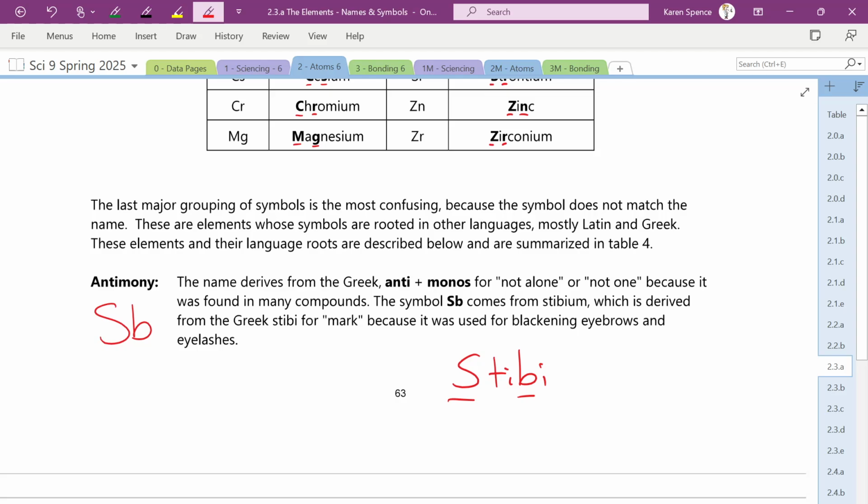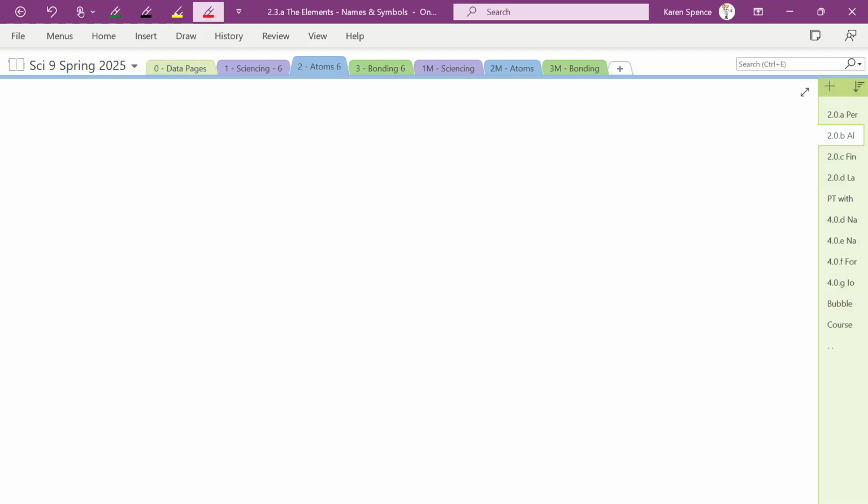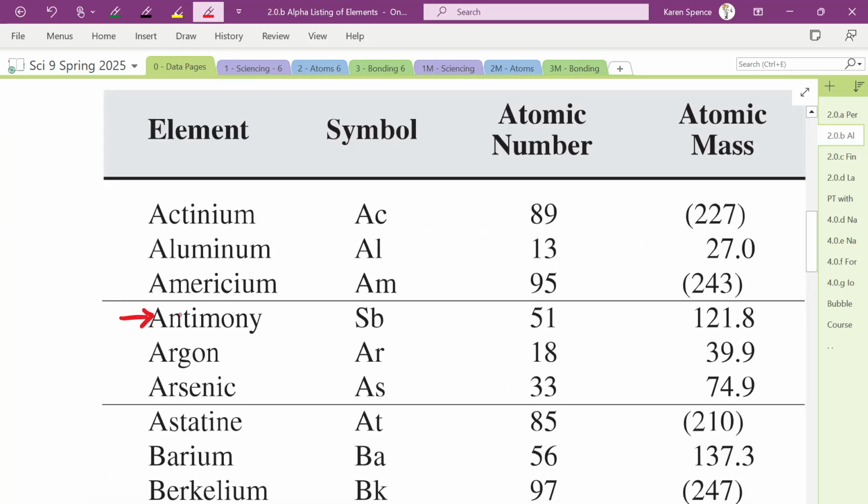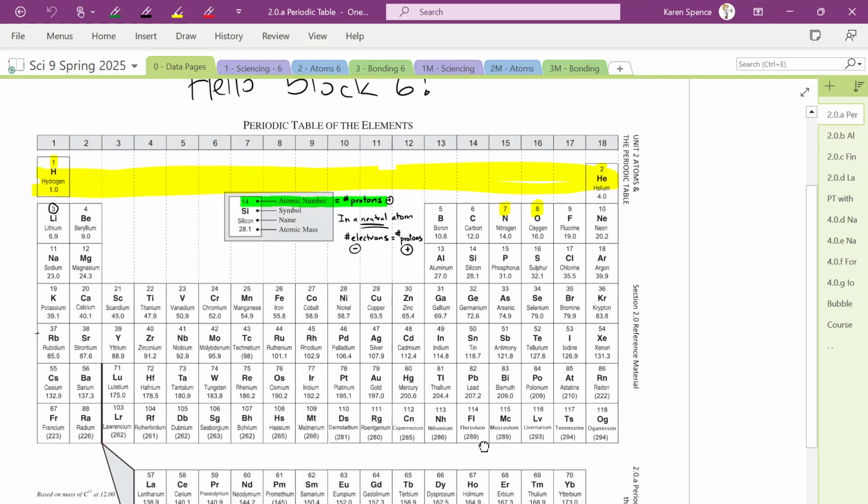Okay? Like I said, you don't need to memorize that antimony is Sb because it is on your periodic table. And if you're like, how would I ever find that? Well, guess what? You can go to your alphabetical list and look up antimony and see that it is Sb. And if you want to find antimony on your periodic table, take a look at this. Antimony is number 51. Turn over your periodic table and go find antimony. Number 51.